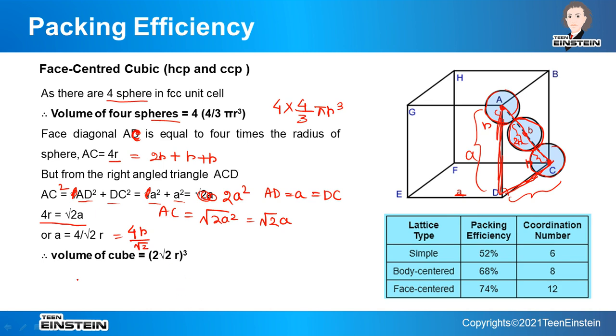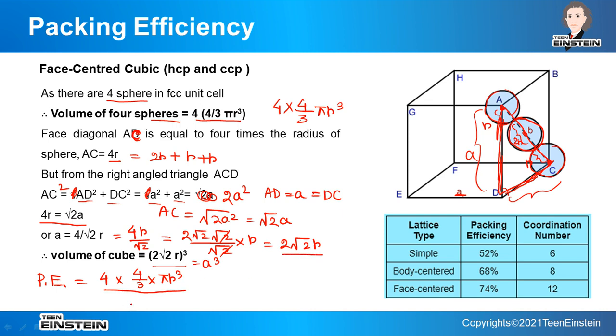So you can also write it as 2 root 2 r, after cancelling. So volume of the cube is basically a cube, and as a is equal to 2 root 2 r, the volume is 2 root 2 r whole cube, and volume of 4 spheres we have already calculated. So packing efficiency will be, Z value is 4, volume of one particle is 4 by 3 pi r cube, and that will be divided by 2 root 2 r whole cube.